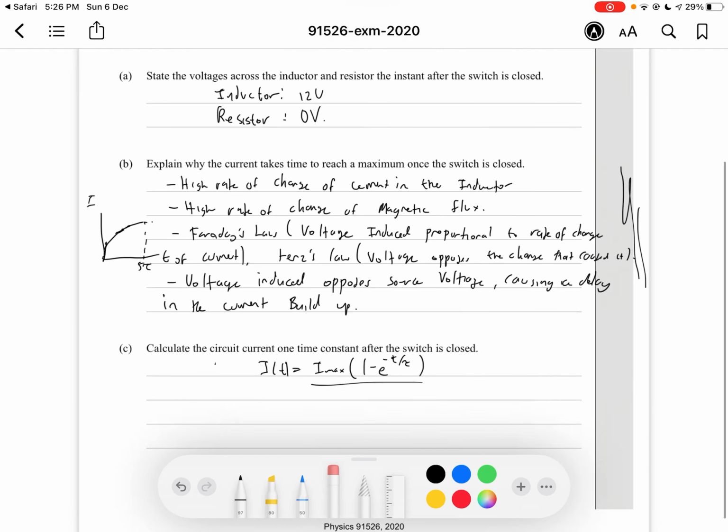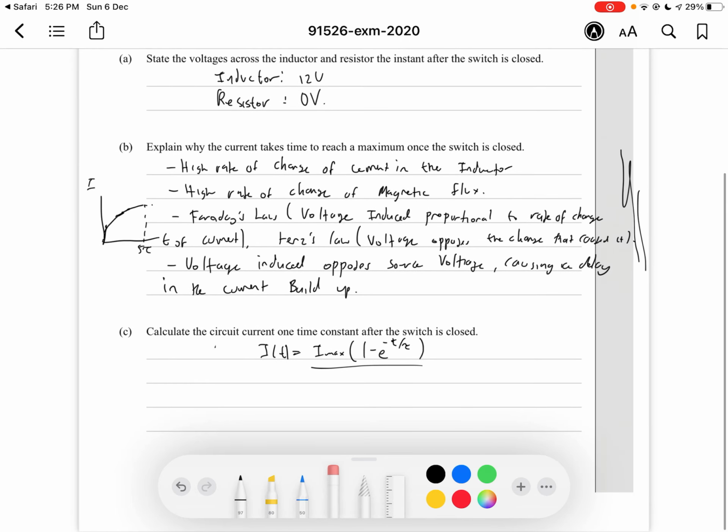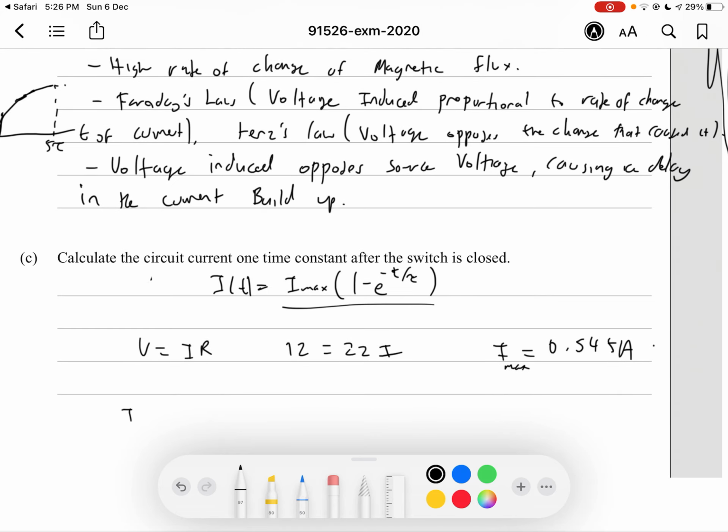So it's also just acting like a simple series circuit here. So V equals IR, and we can say that 12 equals 22 times I. Our maximum current is I max equals 0.545 amps. Okay, so we can plug this one in.